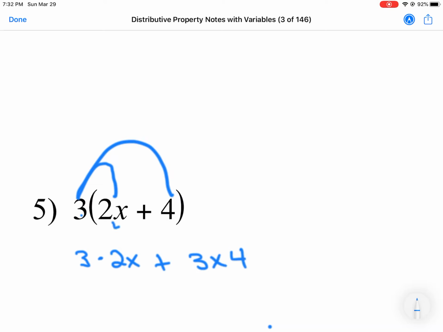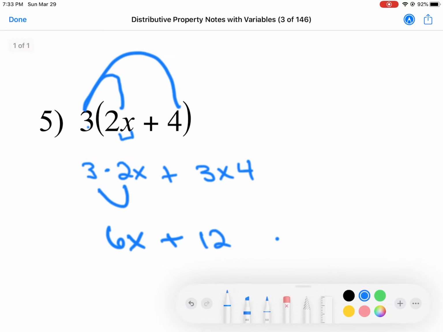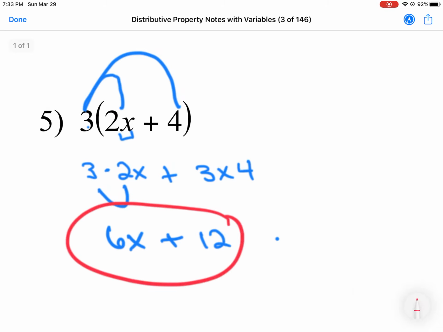So nothing changed. The only thing that's changing now is that we have a variable here. That's the only thing that's different in this problem versus the one we were doing last week. So just like we were doing before, 3 times 2x is 6x. Bring your plus sign down. 3 times 4 is 12. Now remember, we can't simplify this because this 12 does not have an x. So this is our final answer.